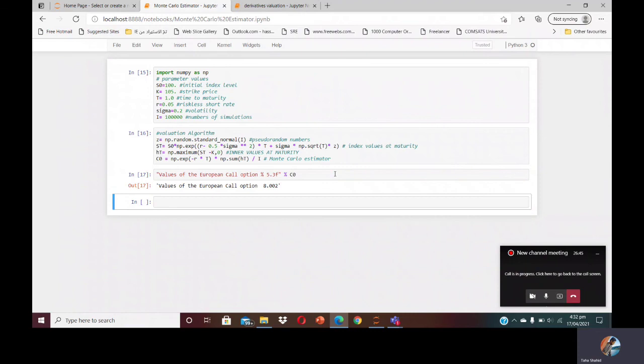So that's how we will find the valuation of derivatives through the Monte Carlo estimator.